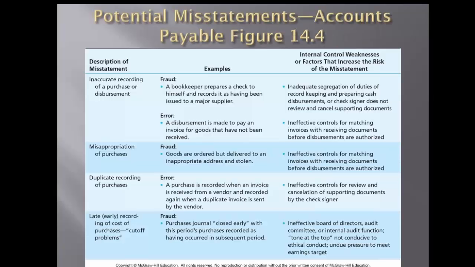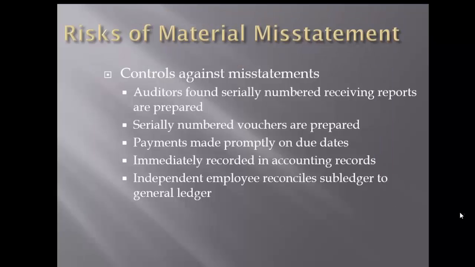So when we're looking at potential misstatements, you see the examples are listed as either fraud or errors, and some of the internal control weaknesses that create problems and essentially give the organization.